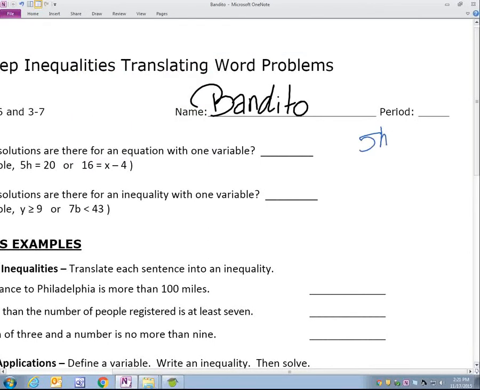5h equals 20. Now, as a reminder, I have 5h equals 20. What's happening to the variable? It's being multiplied by 5, so I have to divide by 5 to undo that because that's the inverse operation. So I have h equals 4. Can h be anything else other than 4 to make that true? No, so you were correct. There's only one solution.